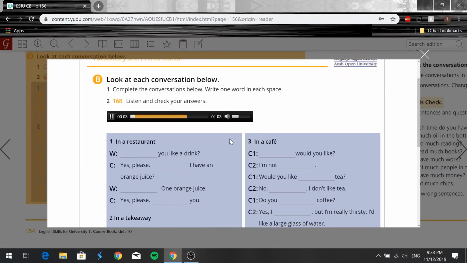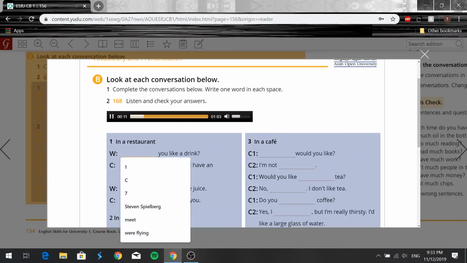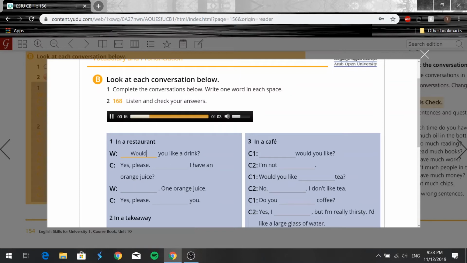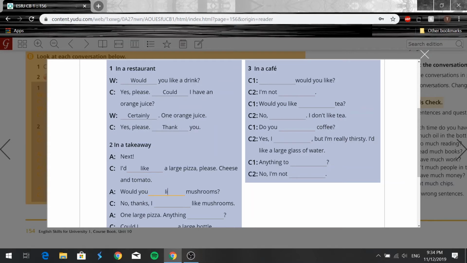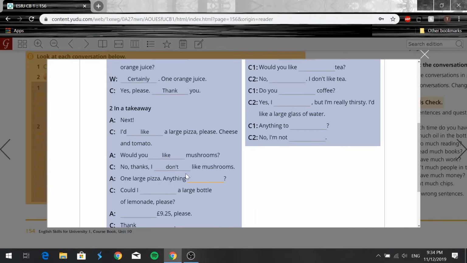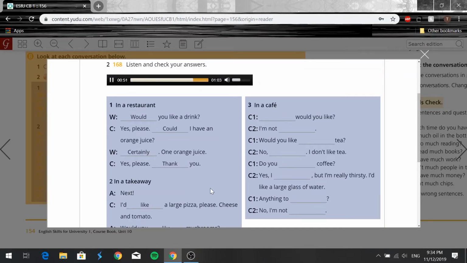168. Exercise B2. Listen and check your answers. Conversation 1. Would you like a drink? Yes, please. Could I have an orange juice? Certainly. 1 orange juice. Thank you. Conversation 2. Next. I'd like a large pizza, please. Cheese and tomato. Would you like mushrooms? No, thanks. I don't like mushrooms. 1 large pizza. Anything else? Could I have a large bottle of lemonade, please? That's £9.25, please. Thank you. Conversation 3. What would you like? I'm not sure. Would you like some tea? No, thanks. I don't like tea. Do you like coffee? Yes, I do. But I'm really thirsty. I'd like a large glass of water. Anything to eat? No, I'm not hungry.